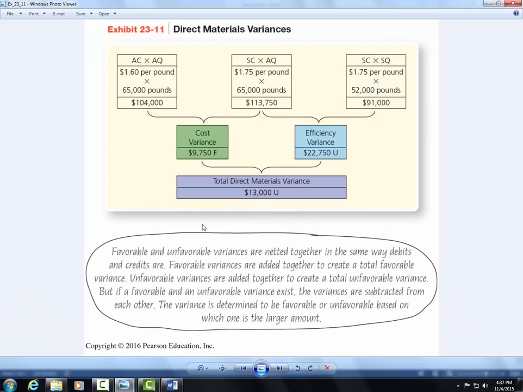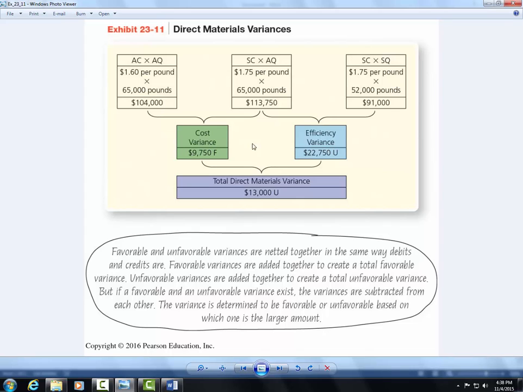I like to do it the way I did it, or you can do it in the 3-column approach where you take actual cost times actual quantity, and you'll come up with this $104,000. Then you take your standard cost times your actual quantity, come up with a dollar amount there, and then your standard cost times your standard quantity. Compare these numbers, and that's where you'll get your cost variance and your efficiency variance. It's exactly the same numbers I got. So it's just however you prefer to work the problem, whatever is the easiest method for you to memorize.